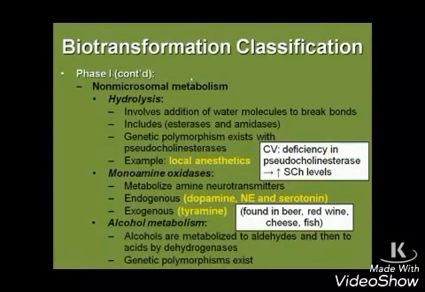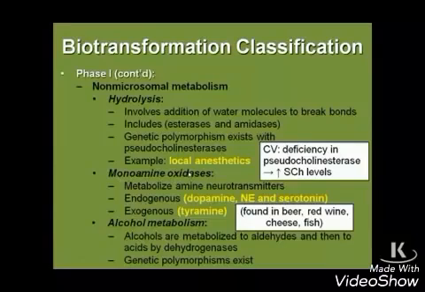There are certainly other types of phase 1 reactions besides cytochrome P450 enzymes, so-called non-microsomal metabolism. Hydrolysis, the addition of water molecules to break bonds. Esterases and amidases, you might think about local anesthetics in that case. Genetic polymorphisms with the enzyme pseudocholinesterase, and I'm going to give you a clinical vignette related to this. A deficiency in pseudocholinesterase caused by this genetic polymorphism is going to result in an increase in succinylcholine levels. You know, succinylcholine is a classic skeletal muscle relaxant that's metabolized by the enzyme pseudocholinesterase.